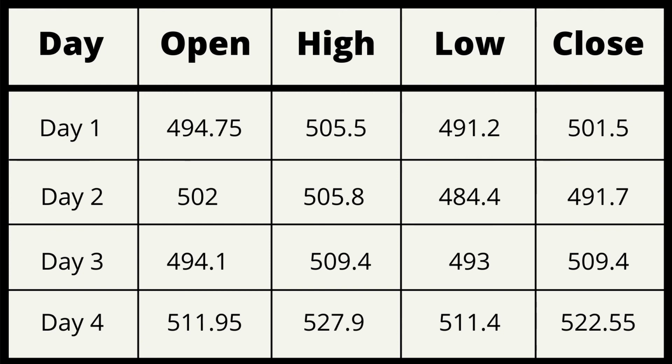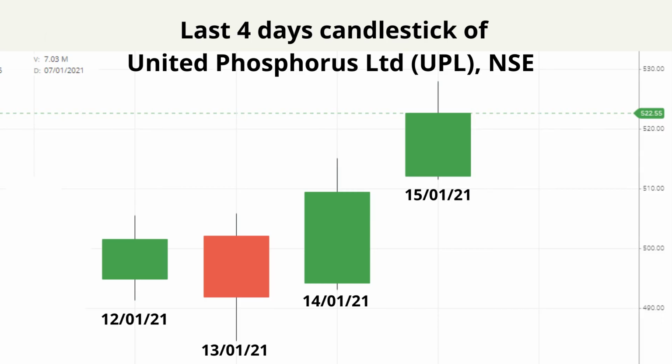The open price of a day may differ from the close price of the previous day, since some price movements happen at the pre-market hours. And this is the candlestick representation of previous price movement. Here we can see UPL went up from 494.75 rupees to 522.55 rupees in 4 days.